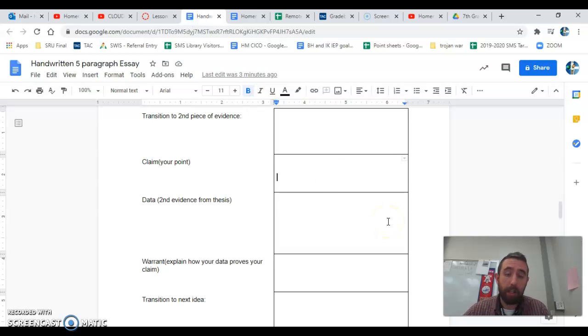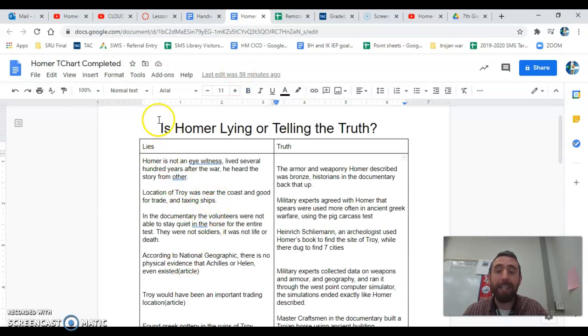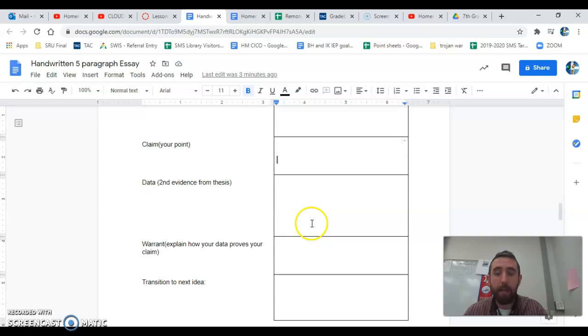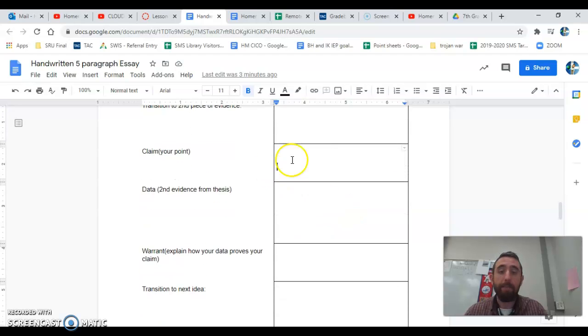You might use those things if you're talking about telling the truth. You might go to this chart and find other facts if you think he's telling a lie. But regardless, same process. Transition to your new topic. What's your new claim? What's your point? Is he lying or telling the truth? Because why? Your data, okay? This is your evidence from the thesis.